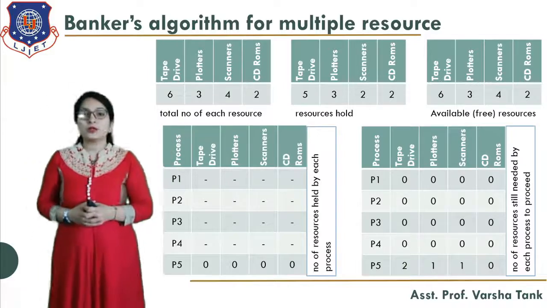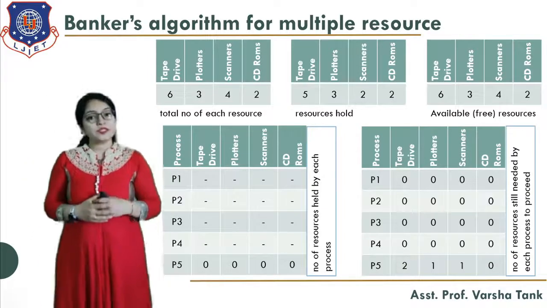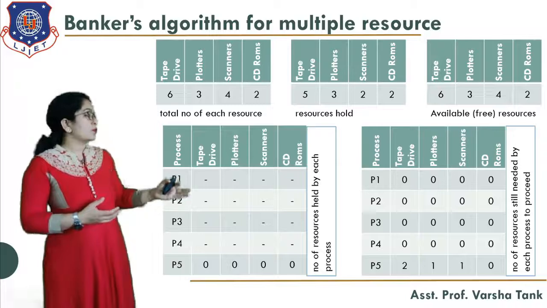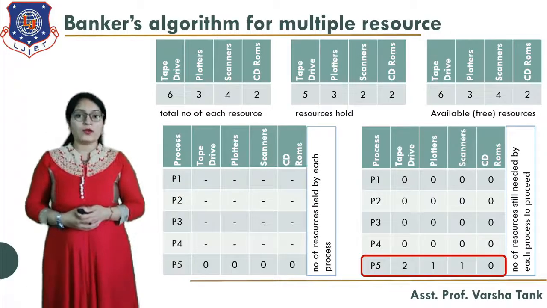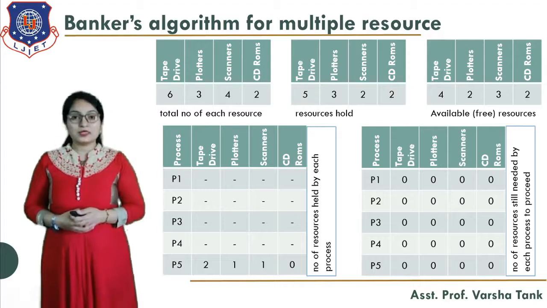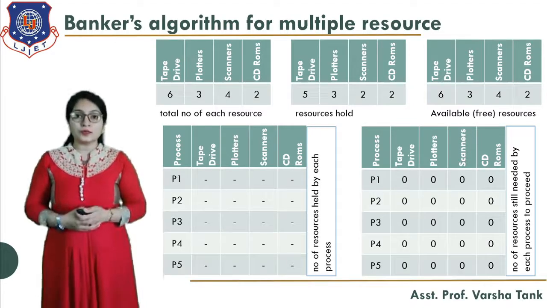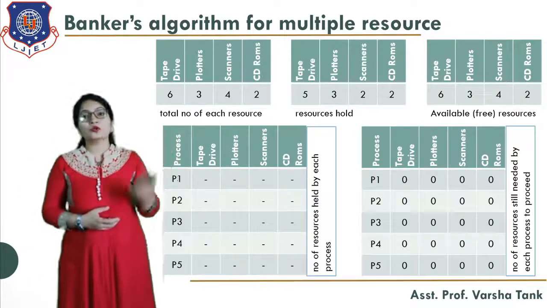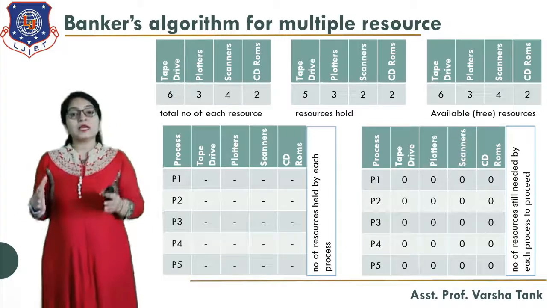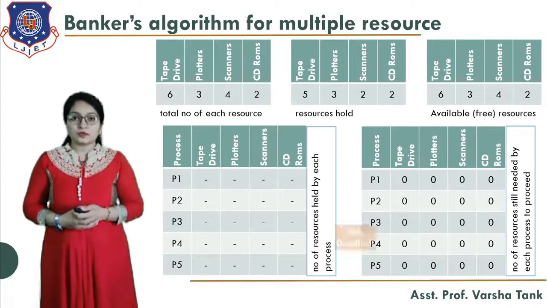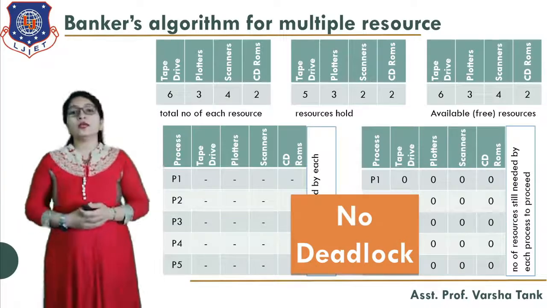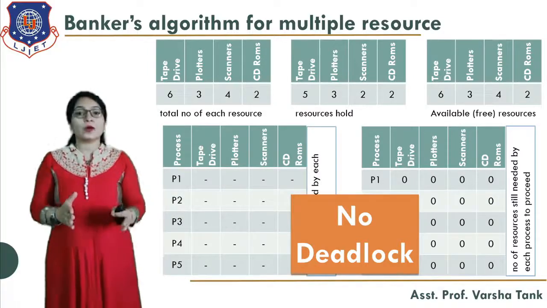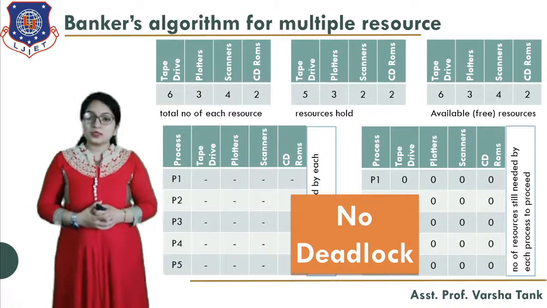So now we have the available resources, that is 6342, and we have just one process pending, that is process P5. Now we have sufficient resources, so we can assign them to P5, and P5 will complete its task and release all the resources. It will become 6342. So available resources is equal to total number of resources. That means each and every process has completed its task. So we can say there is no deadlock in the system if we are following this sequence. Got it?